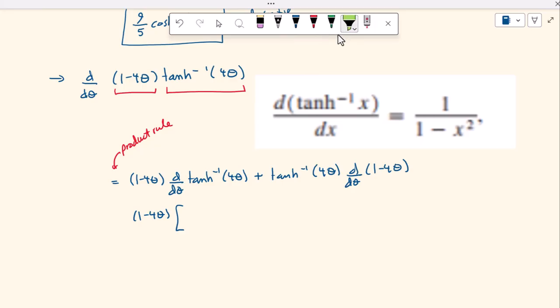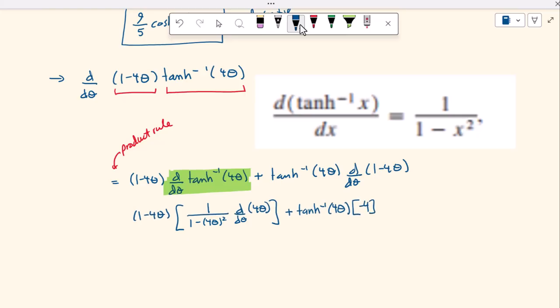Okay, so the derivative of this piece right here is going to look like 1 over 1 minus 4 theta quantity squared, times the derivative with respect to theta of 4 theta. So there's my chain. Plus the inverse hyperbolic tan. And then the derivative of 1 is 0, and the derivative of negative 4 theta is negative 4.